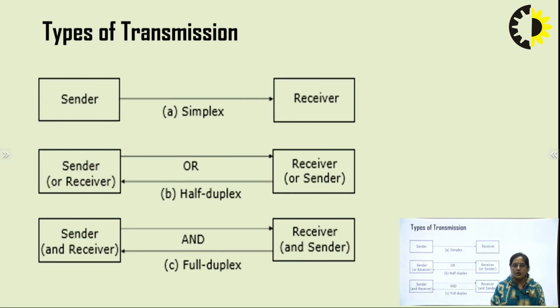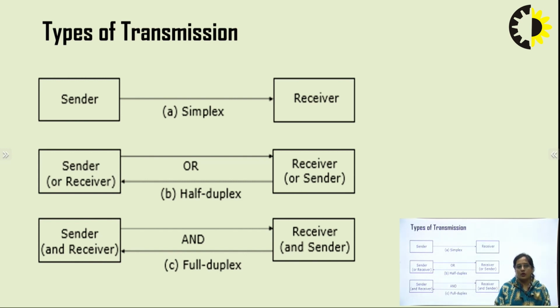There are three types of transmission mode. Simplex, where there is only one sender and the others are receivers. The example is TV broadcast, where a station broadcasts the channels, and at our home we have a television which receives the data. So this is the simplex mode of communication.